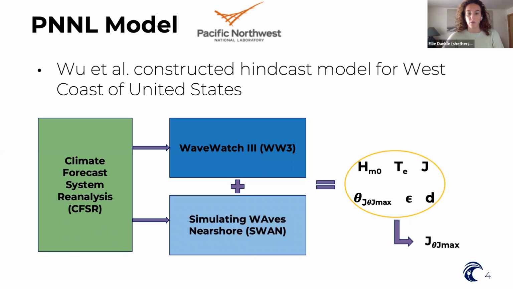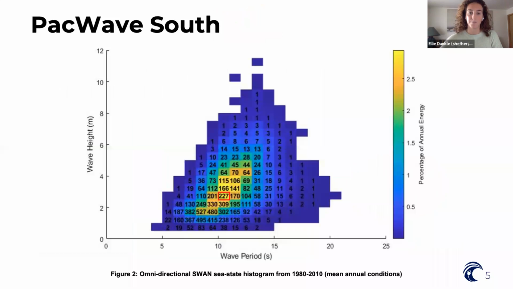The model created by Wu et al. at PNNL was chosen as a source of data for this assessment, and they created a hindcast model outputting 32 years of wave measurements with low error when compared to physical data. Their model uses WaveWatch 3 and SWAN models coupled, and they are both forced by CFSR to output the 6 variables you see in the yellow circle, from which we can calculate the last variable necessary for this work.